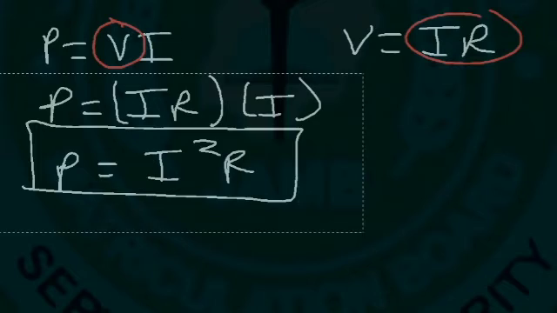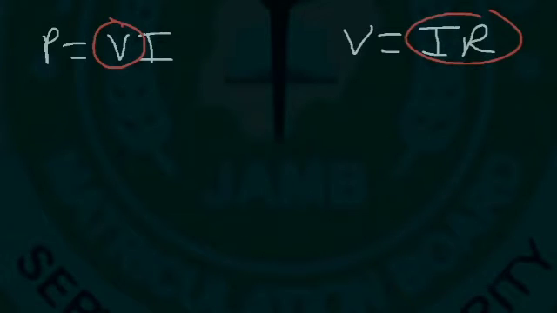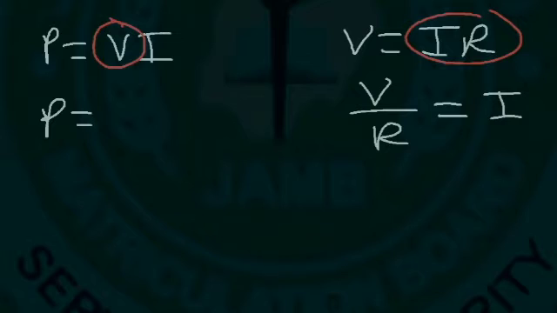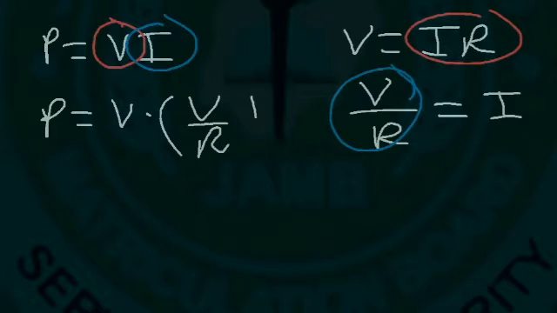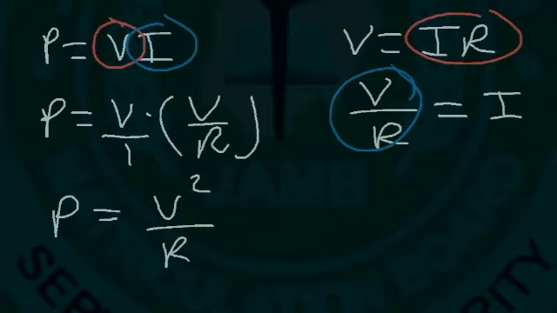Now, starting back with the original equation, P equals VI, let's solve for I in the Ohm's Law equation. So V divided by R is equal to the current. So this time, we're going to replace the current with V over R. So current is V over R. V times V is V squared. So power is also equal to V squared divided by R.